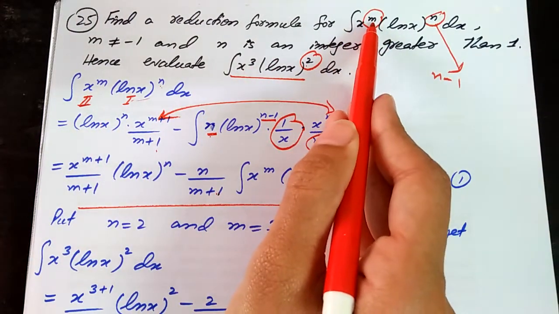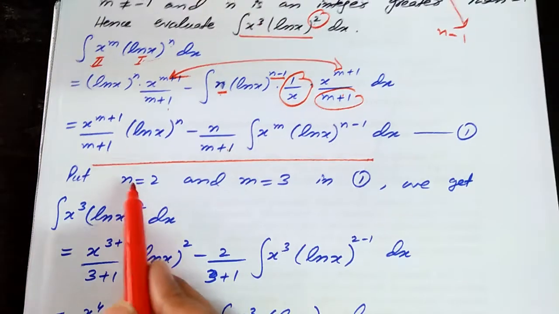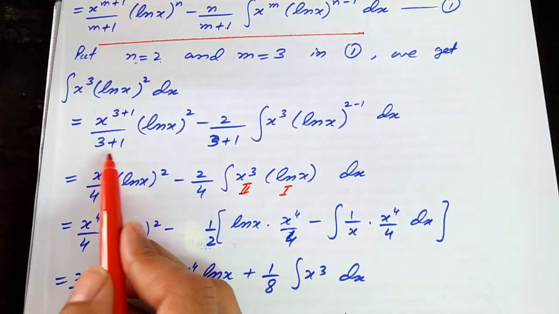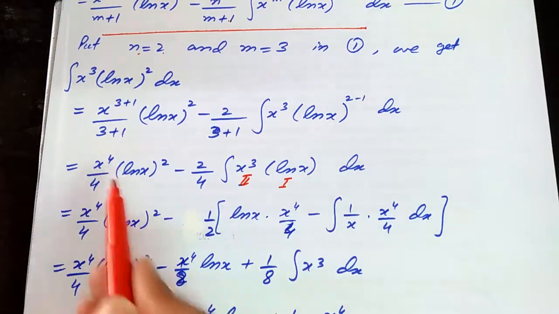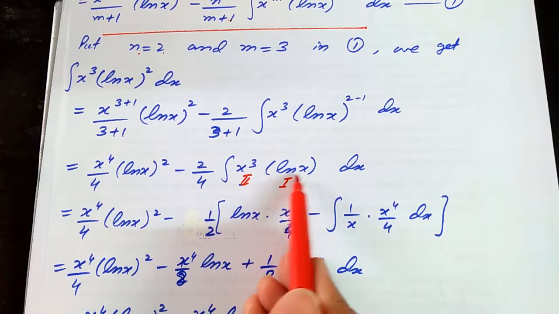Now we need in place of m 3 and in place of n 2. So just put n equals to 2 and m equals to 3 in this equation and we will get this whole equation. It will be x4 over 4 ln x whole square minus 2 by 4 integration x cube ln x.